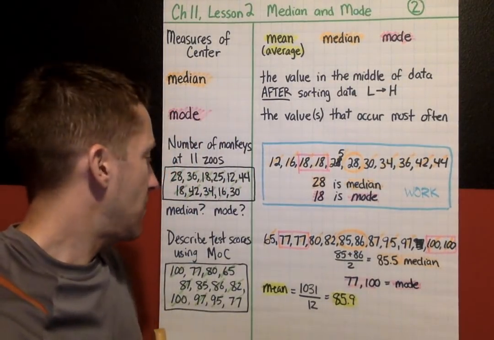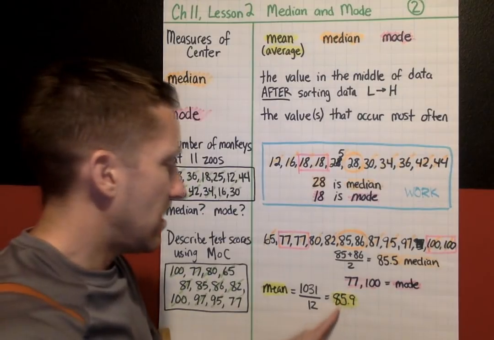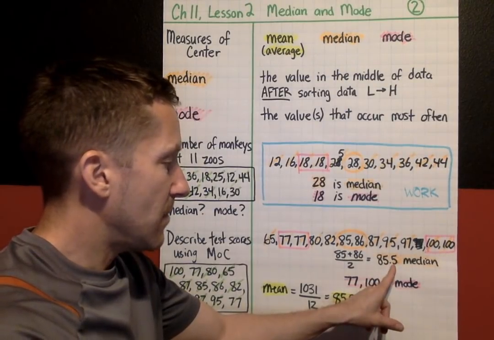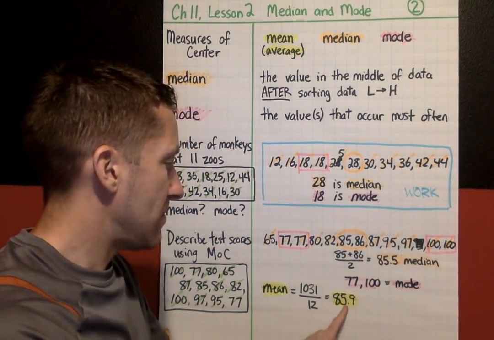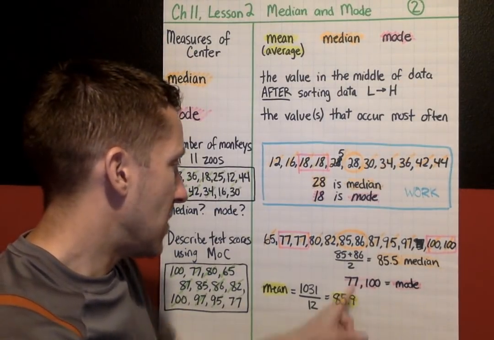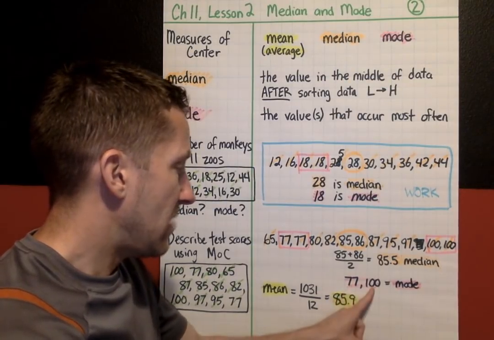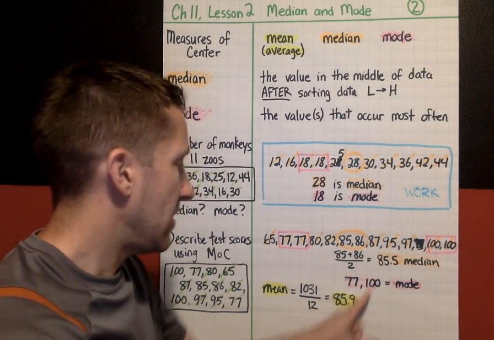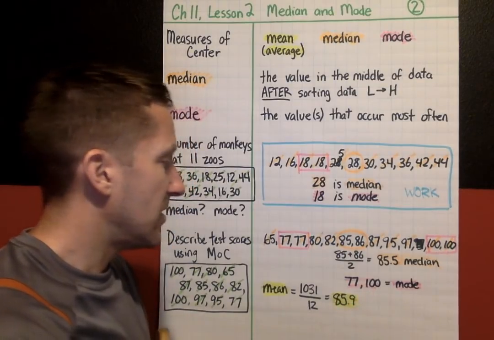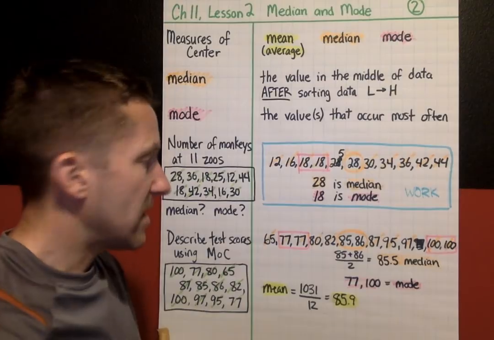So now I could compare test scores using the measures of center. The median, the number in the middle, is the smallest, followed by the mean. It's a little bit more at 85.9. The mode is, well, one mode is lower at 77, and one mode is higher than the median and the mean at 100. So we could use those numbers to talk about our data.